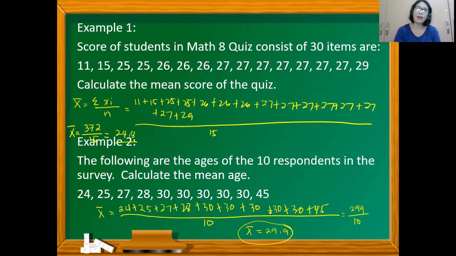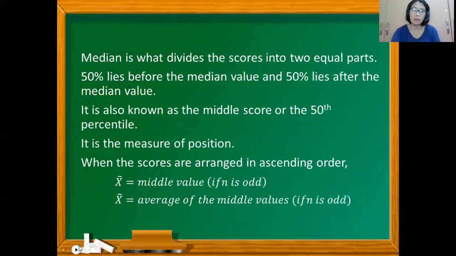Now, in the event that in a set of data we have a lot of outliers, it is suggested that we calculate the median instead of the mean. When we say median, the median is what divides the scores into two equal parts. So 50% lies before the median value and 50% lies after the median value. So it is known as the middle score or the 50th percentile.